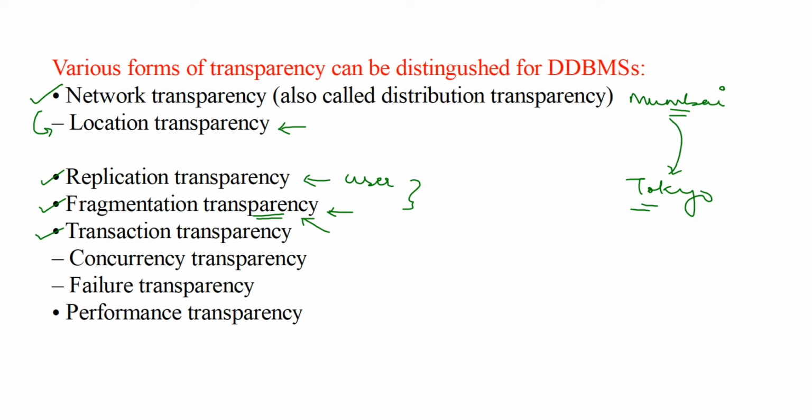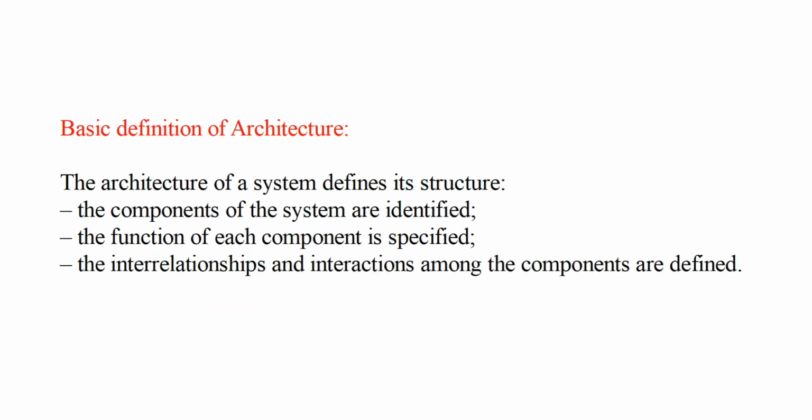Transaction transparency: where a transaction is taking place, how many transactions are taking place simultaneously, or whether a failure has occurred. All of these things are hidden from the user. They will see the system working each and every time, or most of the time. Performance transparency: they do not need to worry about performance, how it will be increased or decreased. The performance will be handled by the developers themselves.